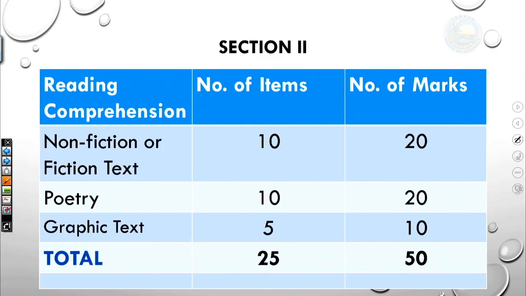Section 2 exposes our students to reading comprehension. There is a non-fiction or fiction text, poetry, and graphical representation. The non-fiction or fiction text, 10 items with a weight of 20 marks. Poetry, 10 items, 20 marks. Graphic text, 5 items, 10 marks. A total of 25 items and 50 marks.